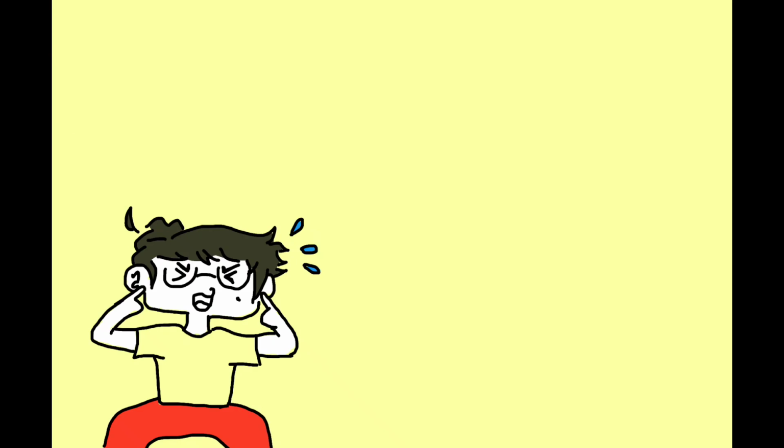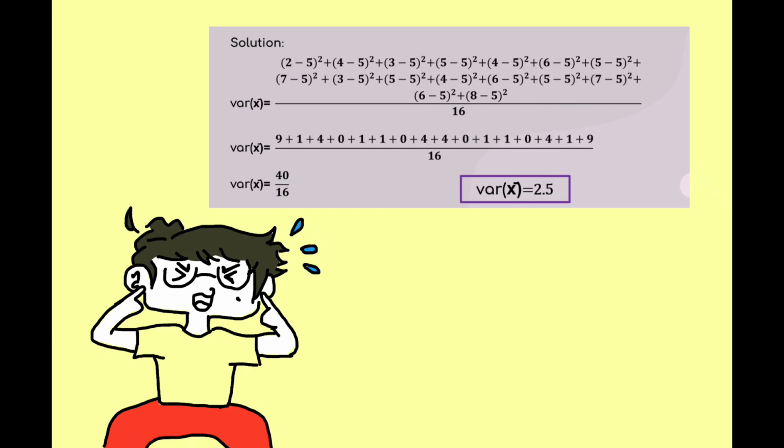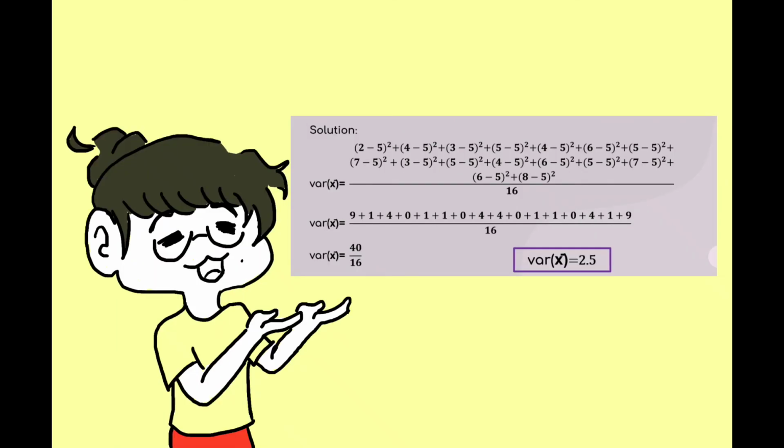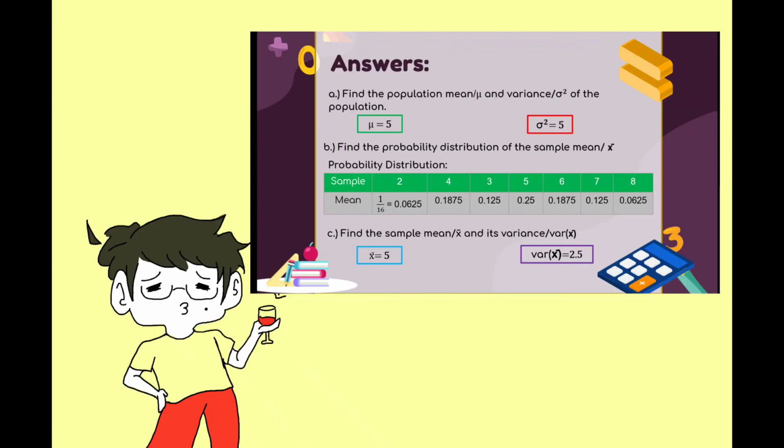After doing all that 16 times, it should look like this. First, we have to solve the one inside the parenthesis. So after we solve that, we square each one, and then we now add them all and we divide it by 16. So after adding them, we get 40. So now we do 40 over 16 and we get 2.5. So 2.5 is the variance of the sample mean. Here are all the answers for all the questions.